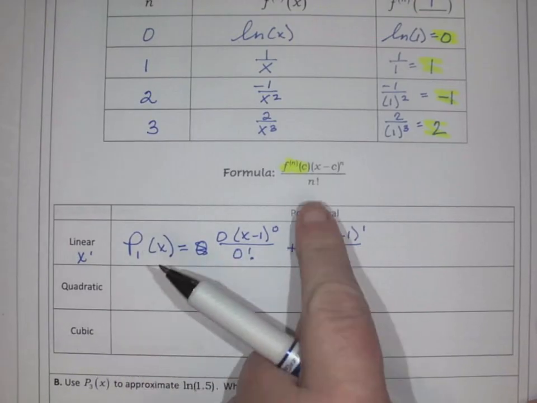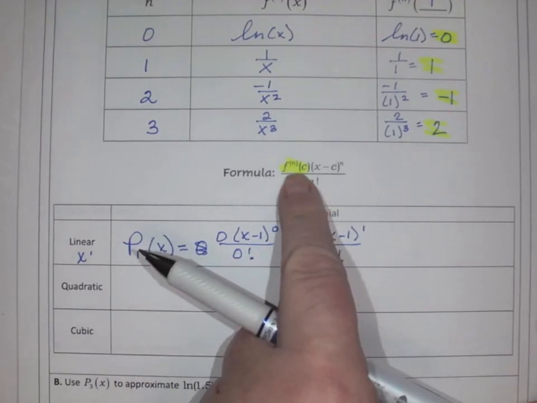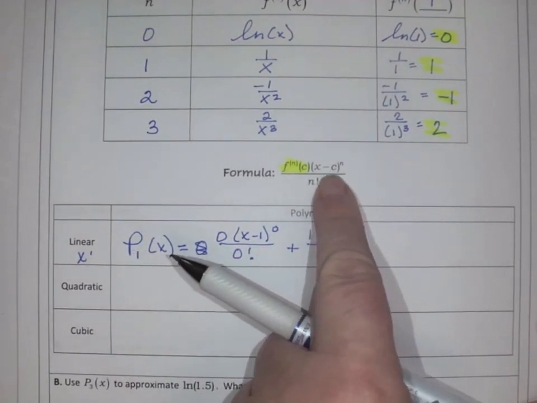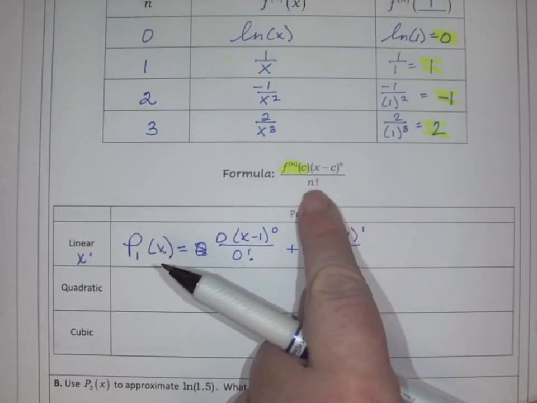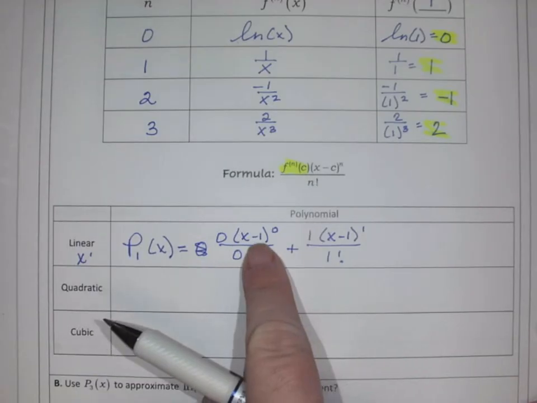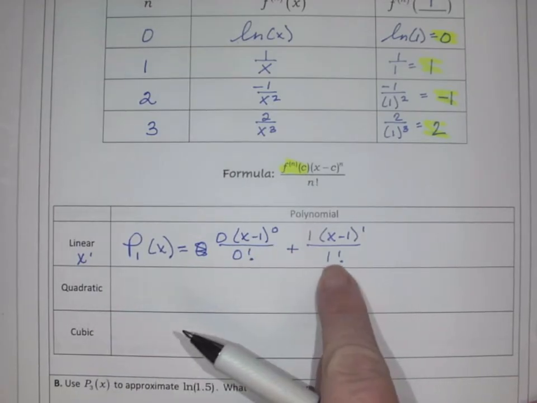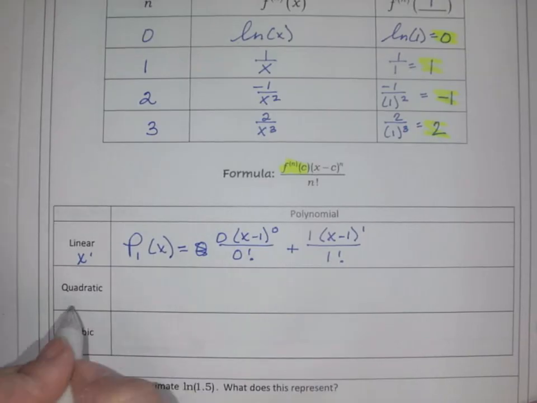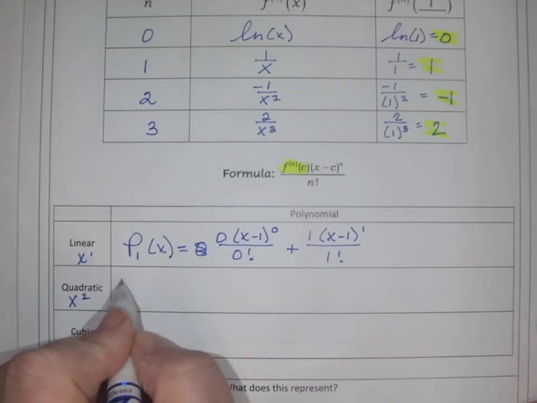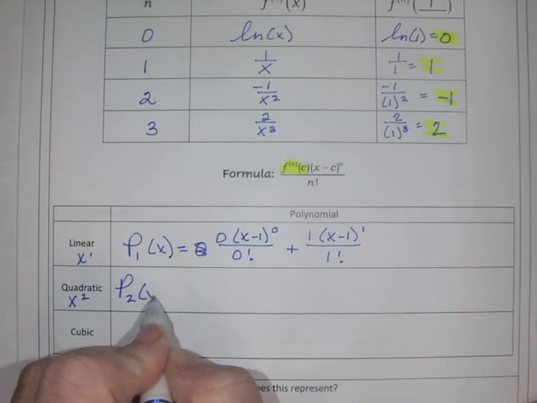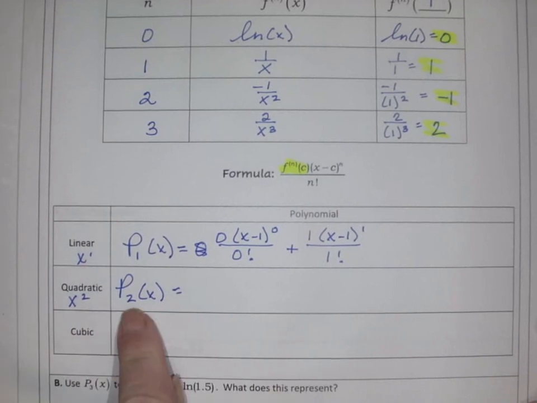So remember our pattern, it's the derivative value at your center times (x minus your center) to the n power over n factorial. So 0 times (x minus 1) to the 0 power over 0 factorial, then we move to 1. Okay, so now we're going to do quadratic, so we would call that P2 of x. That tells you the highest power of your exponent is going to be 2. That's why we designate it with a subscript.